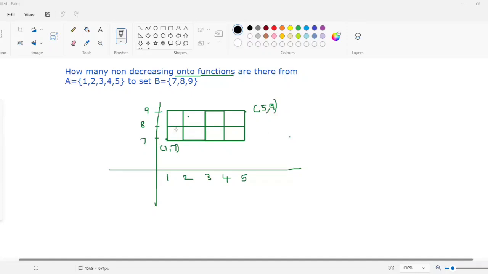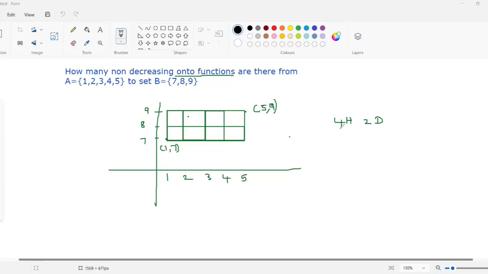This is the rectangular grid on which we have to make the movements. We have to move 1, 2, 3, 4 steps horizontally to reach 5. At the same time, to reach 9, I need to make only diagonal moves, because it's an increasing function. So there are only two diagonal moves required, because you have to move from 7 to 9, and four horizontal moves from 1 to 5.